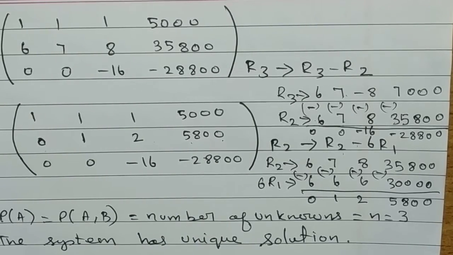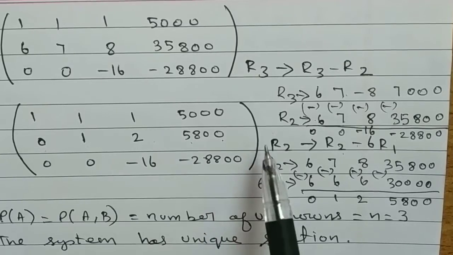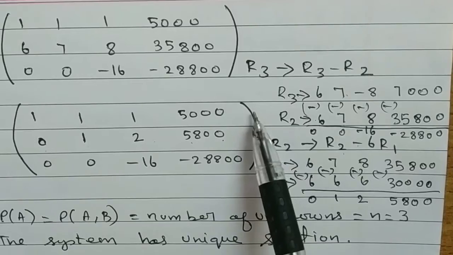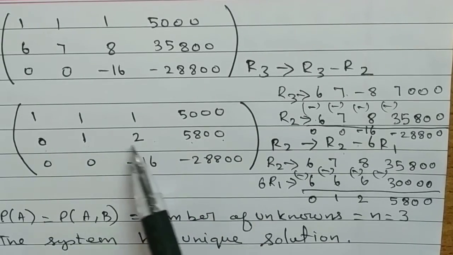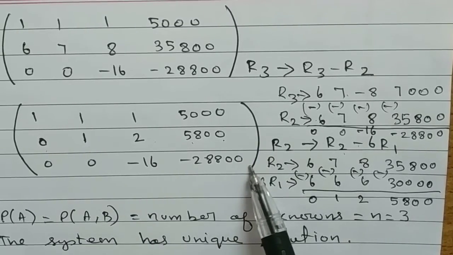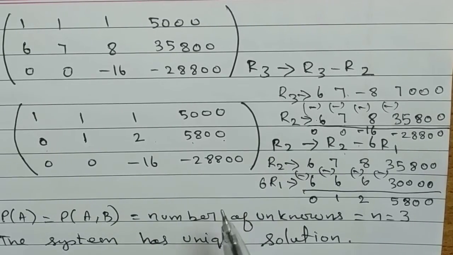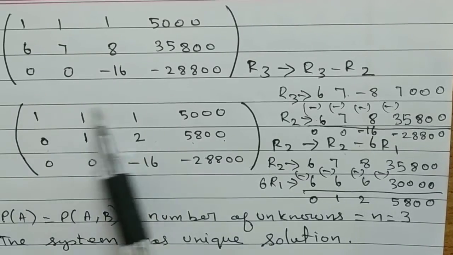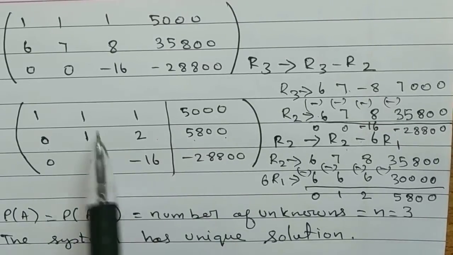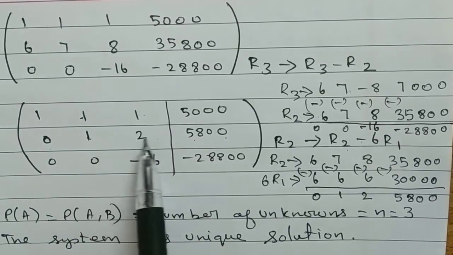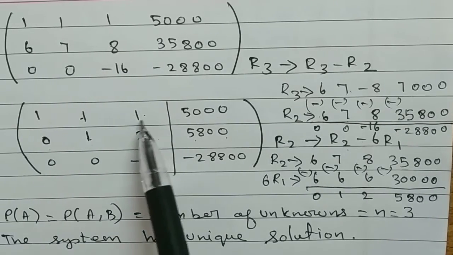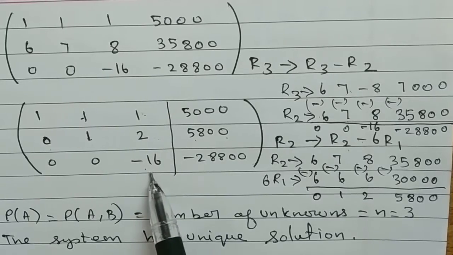Now find out the rank of A and rank of A comma B. Here also value. This value also 1 to 5,800. Here also value. So rank of A comma B is 3. How to find out rank of A? First 3 by 3 matrix. So you can see here also value. This also value minus 16. Here also value. So what is the rank of A? Rank of A also 3.